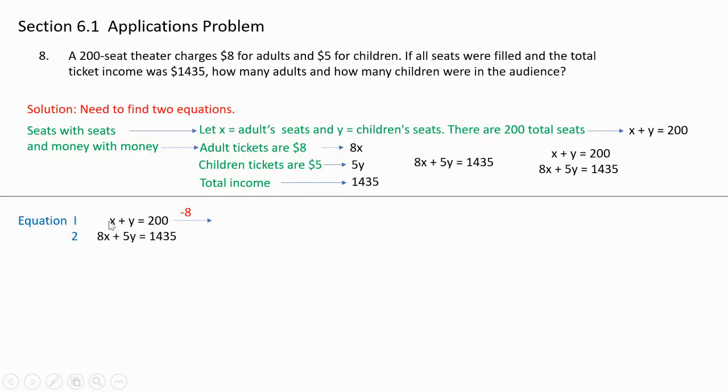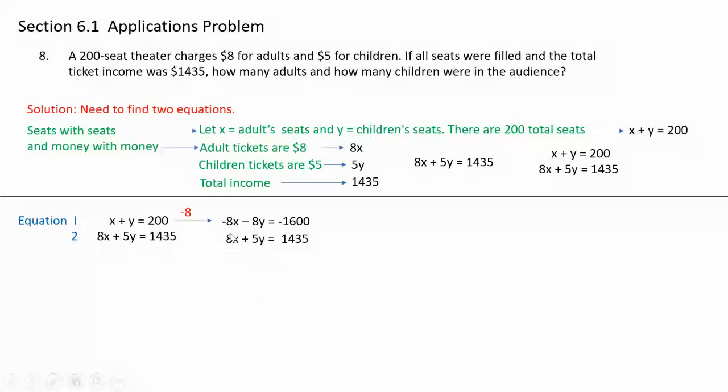So this must be negative 8x, because negative 8x plus 8x is going to be 0. But I have to multiply the negative 8 to every term on the equation. So if I do that, this is my result. Negative 8x minus 8y equals negative 1600. And equation number 2 stays how it is.